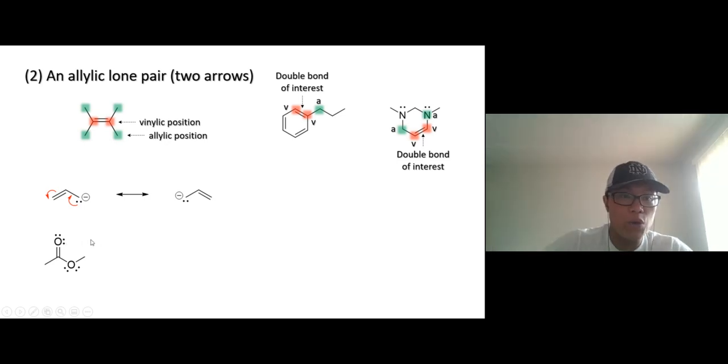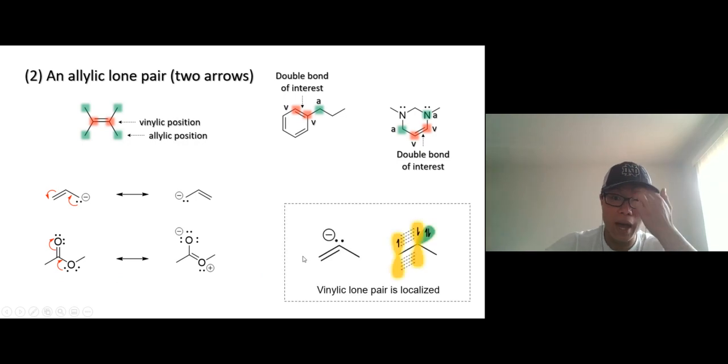Now look at this one. A lone pair on the oxygen, this oxygen here, is also an allylic lone pair. One of them is going to delocalize, the other one is going to stay localized. So we can draw the arrow. Here we go.